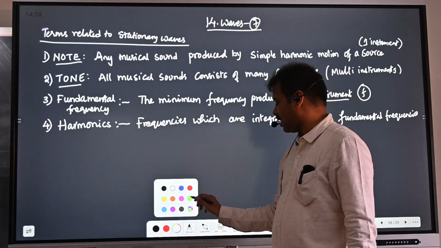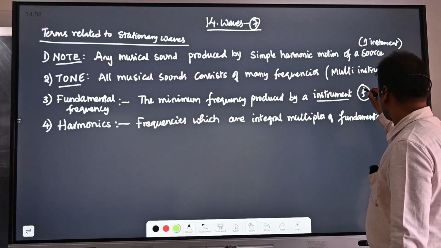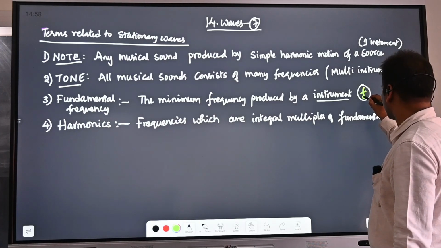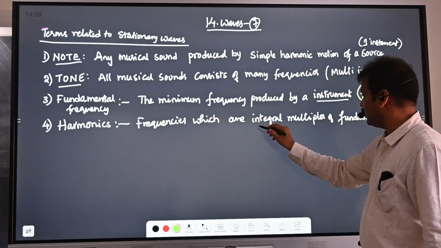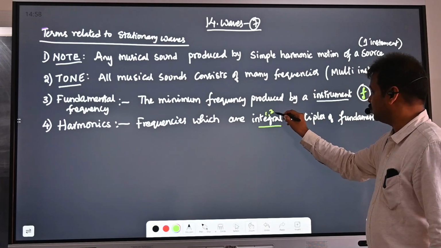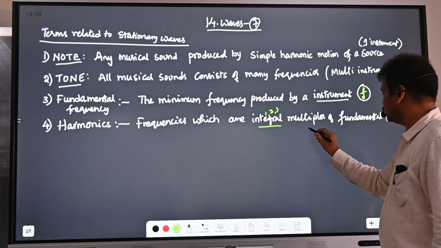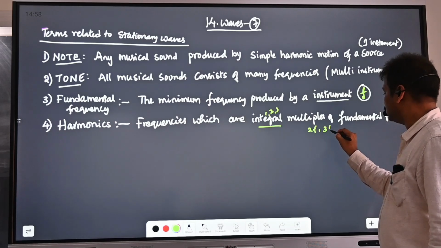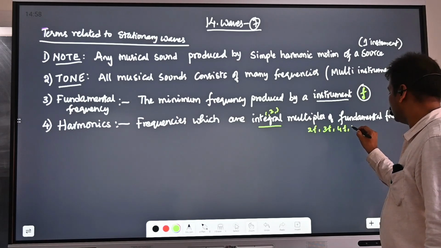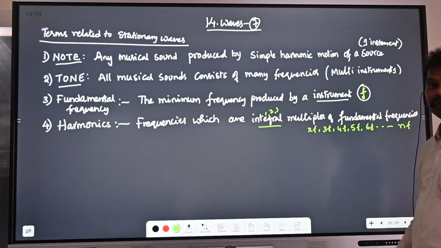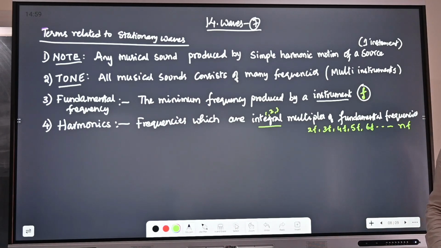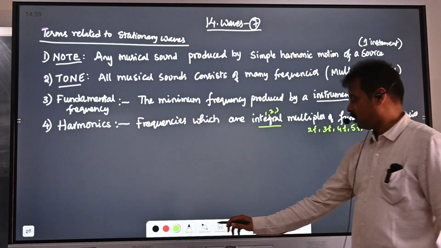Fundamental frequency means minimum frequency. What are harmonics? Integral multiple means 1, 2, 3. These are called integers. That is 2f, 3f, 4f, 5f, 6f, nf. These are called harmonics.